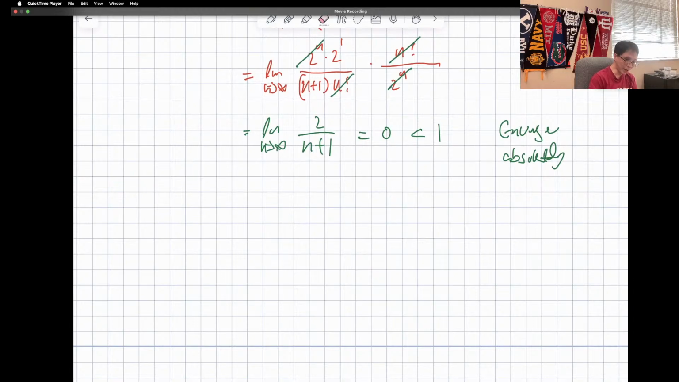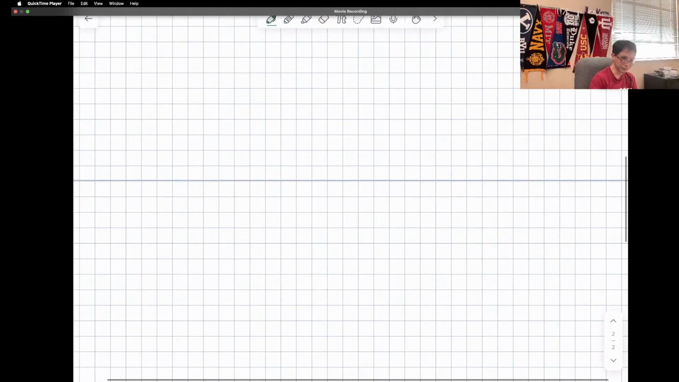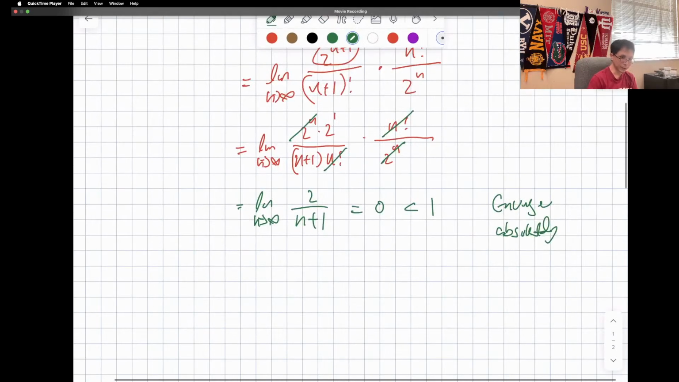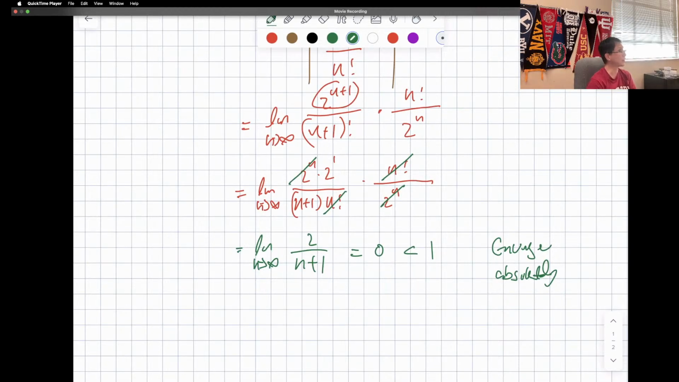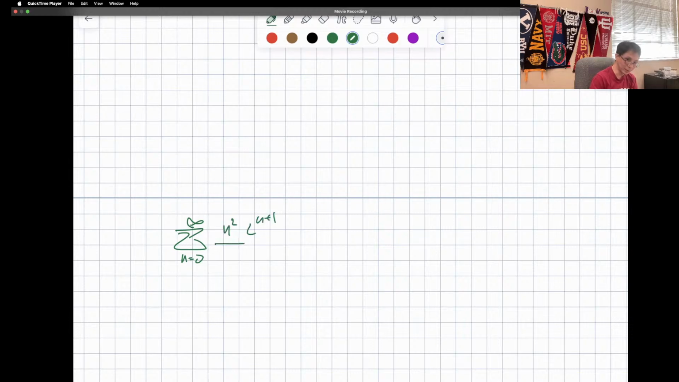Okay, so let's try another two. Let's give you two more questions. Do you guys know how to simplify factorials and exponents? Yes. Okay, let's try again. We're going to give you a couple to try. Summation n equals 0 to infinity of n squared times (2n plus 1) all over 3 to the n.